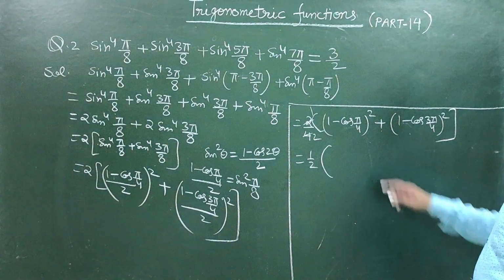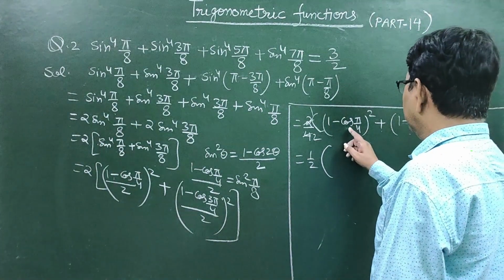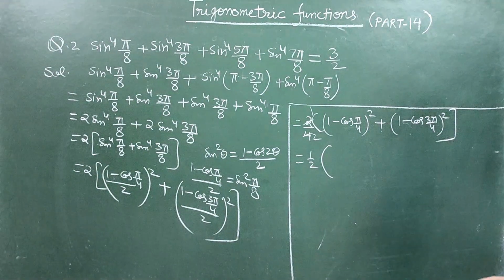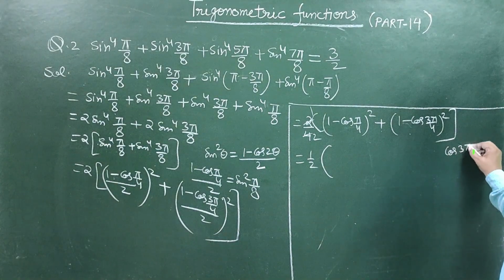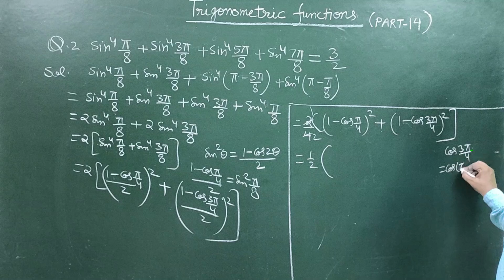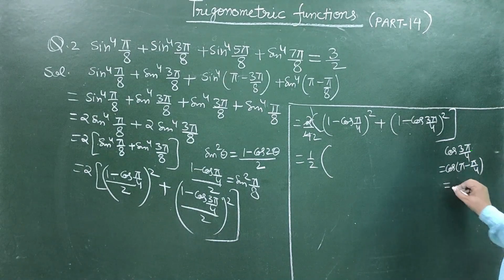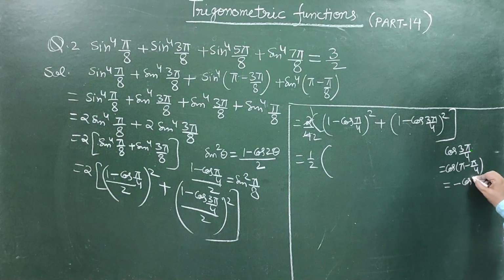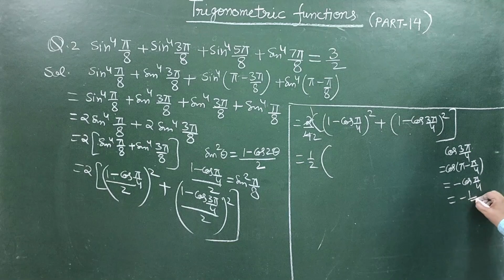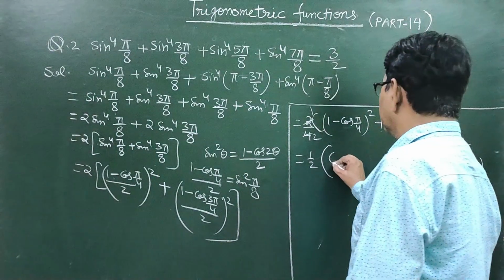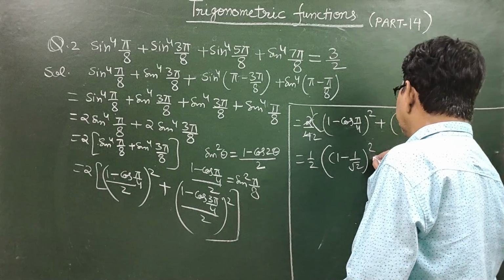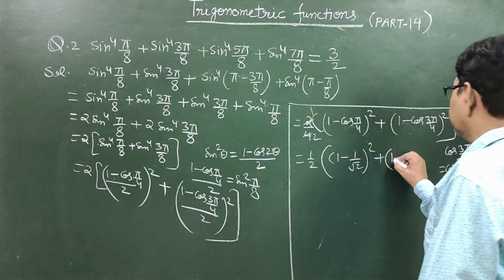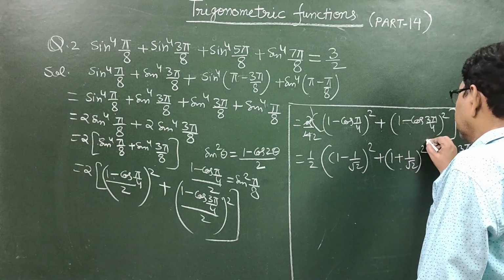Now, 1 minus cos pi/4. You know the value of cos 45. Cos 45 is equal to 1 upon root 2. And cos 3pi/4 is equal to cos(pi minus pi/4), and in the second quadrant cos is negative, so minus cos pi/4, which is equal to minus 1 by root 2. So here I can write (1 minus 1 upon root 2) square, plus here the value is minus 1 upon root 2, and because of this minus sign it becomes plus. So (1 plus 1 upon root 2) square.